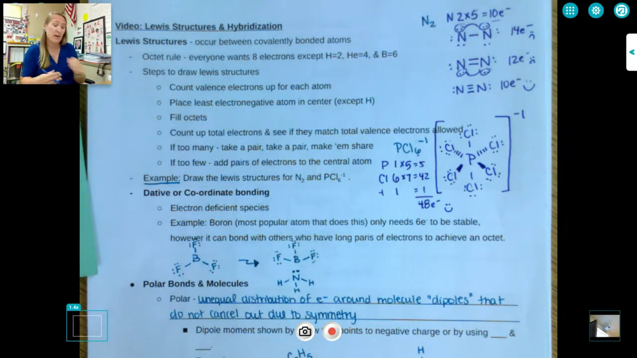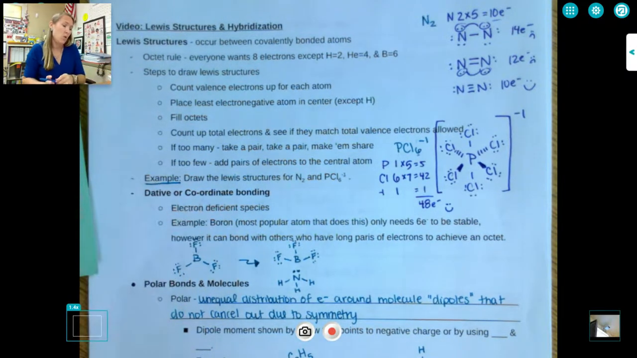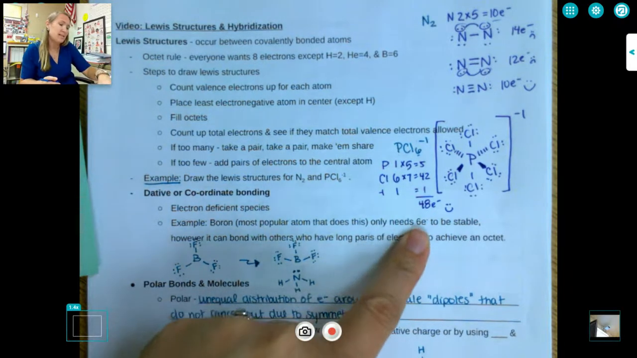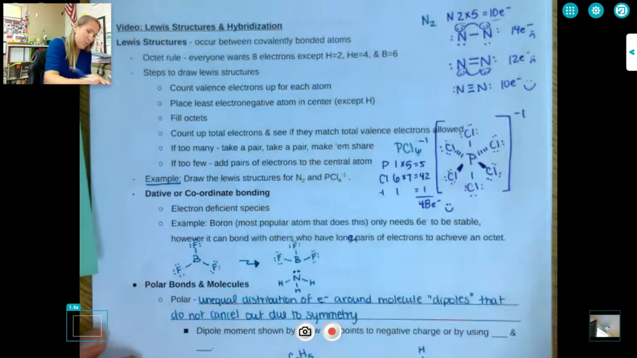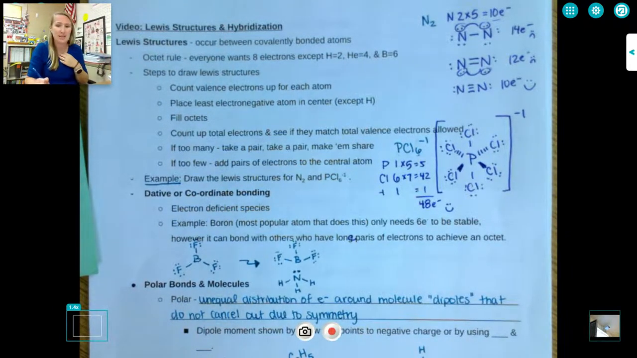The other new thing that we have here is dative or coordinate bonding. And this is with electron deficient species. An example of an electron deficient species is boron, and it's one of the most popular atoms that does this. So it only needs 6 electrons to be stable. However, it can still bond with others who have, let's just say, lone pairs of electrons to achieve an octet.